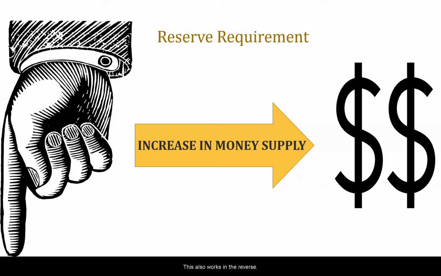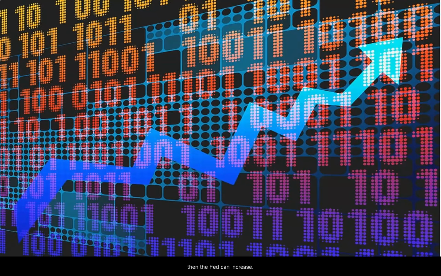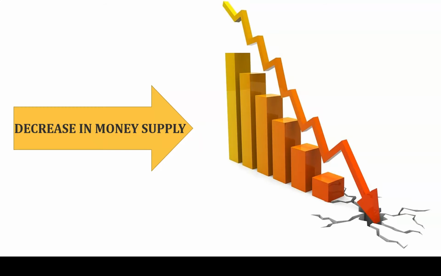This also works in reverse. If the economy is running too hot and inflation is becoming more of a threat, then the Fed can increase the reserve requirement, thereby reducing the lending performed by the banks and reducing the money supply.